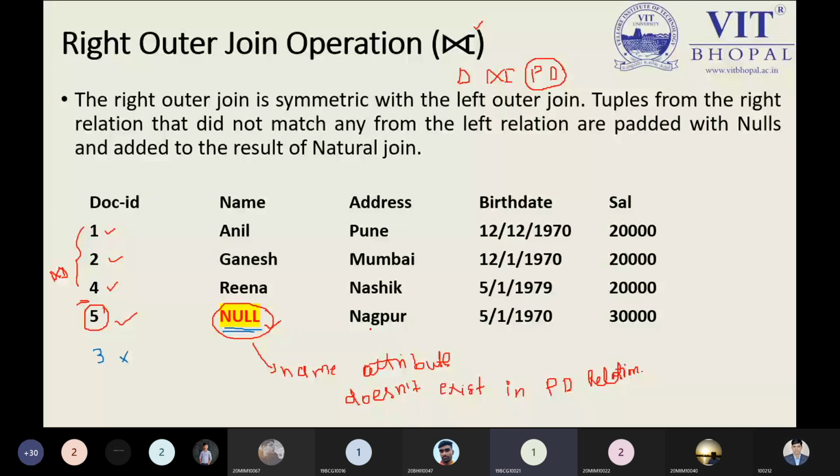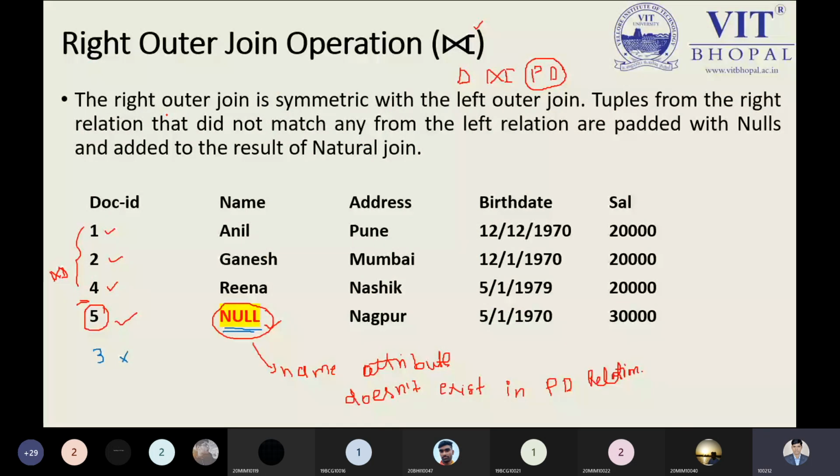Incomplete data. Can you tell me how you can say it is incomplete data? Because we have the address, birth date, and salary, but still we do not have the name. So it's kind of an incomplete record. Okay. Can any other student tell me what problem we are observing after seeing the left outer join? Sir, maybe the order of the records is shuffled.